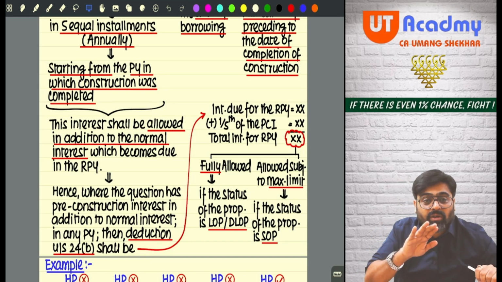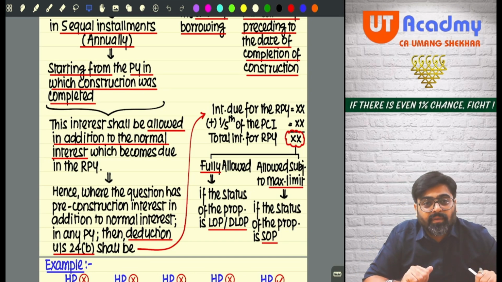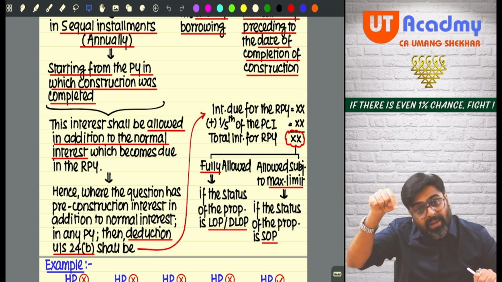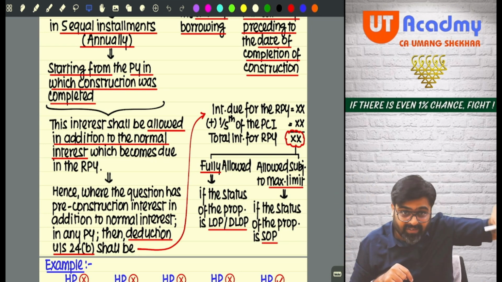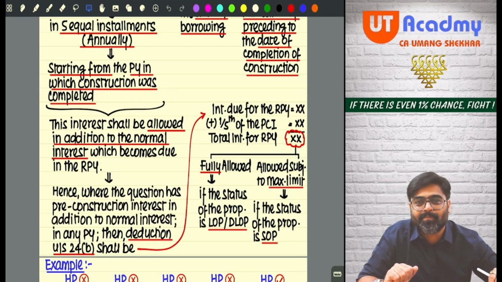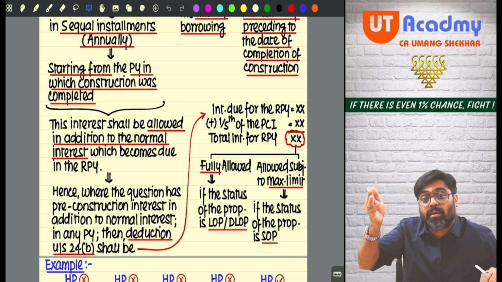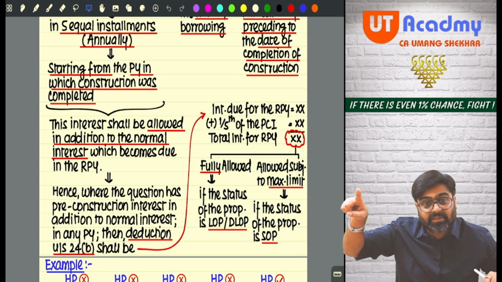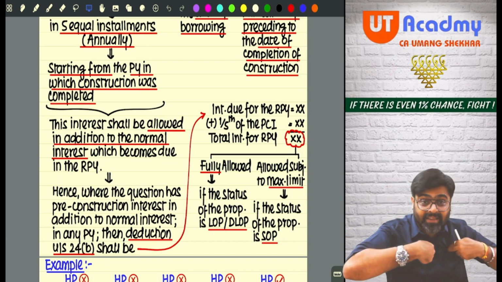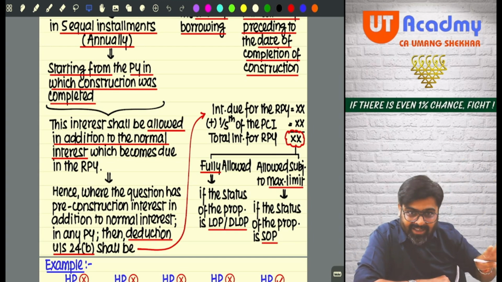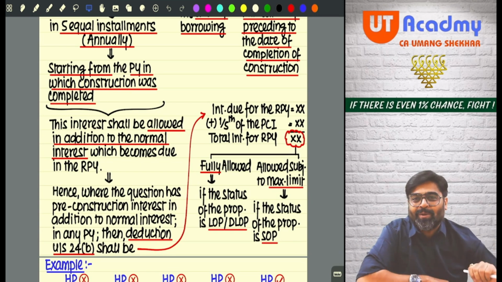What if the construction was completed in last year? So out of the total pre-construction interest, 1/5 was allowed for the first time in the last year. So my previous year will be the second year in which 1/5 will be allowed. What if the construction got completed 4 years back? So the total pre-construction interest was allowed in the first year, second year, third year, fourth year, and this is the fifth year in which 1/5 will be allowed. Along with the normal interest of this year, 1/5 will also be allowed.